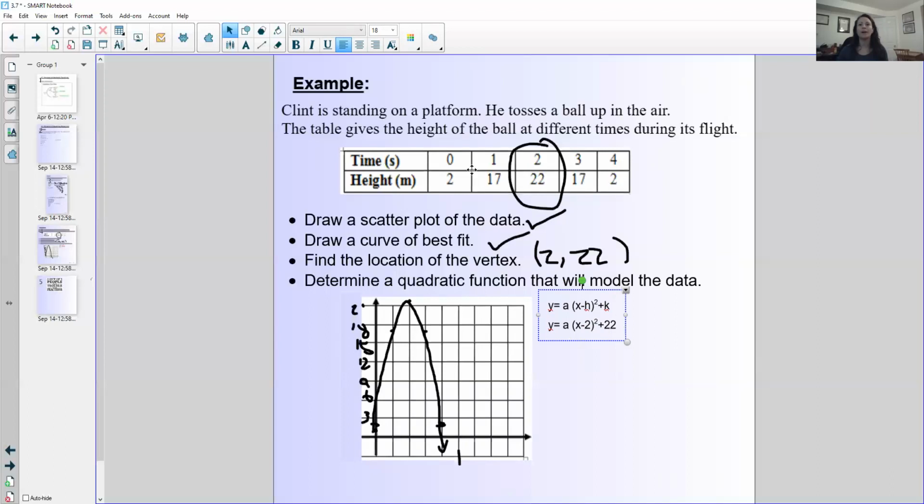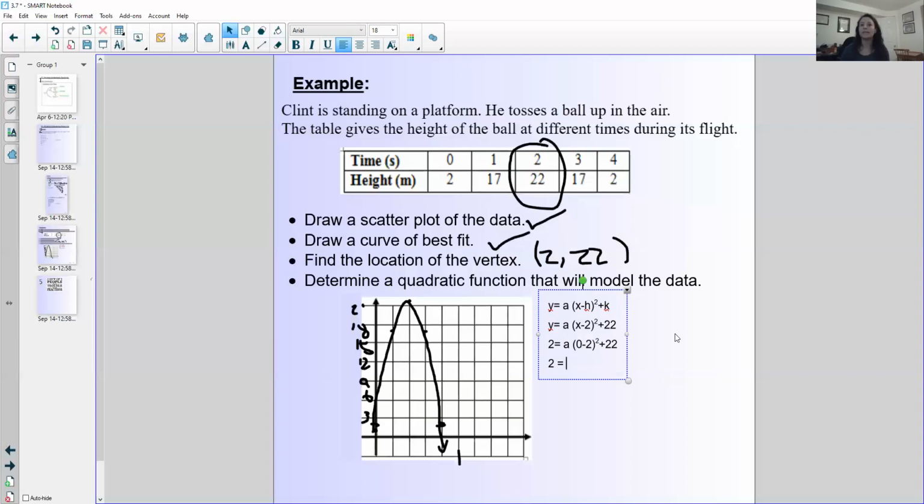So use some other point. You can use the graph. I'm going to, again, use my table of values because there's a beautiful point, 0, 2 in there. It's easy numbers. I like easy numbers. So we're going to plug those in. So 0 for x, 2 for y. I guess technically it should be t and h for time and height, but I'm sure you can understand where we're going with this. So y value is 2, x is 0. We can super quickly solve for our a value.